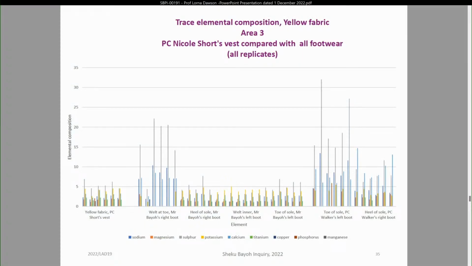Trace elemental composition, area 3 on the vest, that was the yellow fabric, and it's a comparison of area 3 with all footwear, all replicates. So we've seen this graph before, twice, and the only difference is that we are now looking at area 3 of the vest rather than area 1 or area 2.